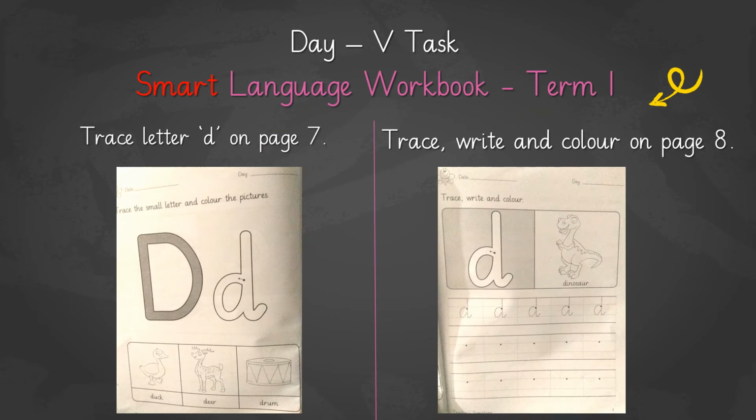This is your day 5 task. This task should be done in your Smart Language workbook. In the hollow letter, start from the starting point and follow the arrows. You need to write D as many times as you can with different pencil colors on page 7, and you need to trace, write and color D on page 8.